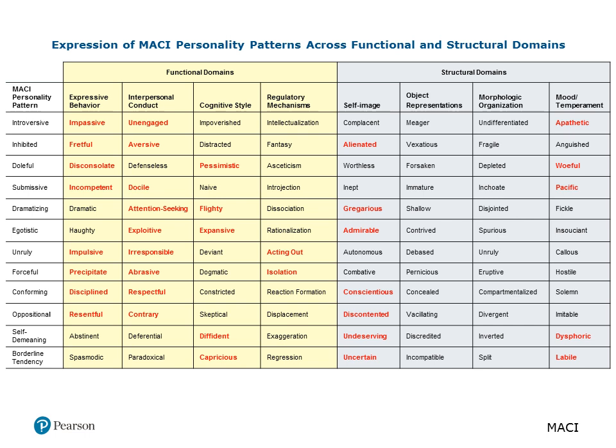Now, if we think about the 12 personality patterns and the 4 functional domains and 4 structural domains, you can create a matrix that would actually help you to present the clinical features of each of these personality patterns. And so, for example, if you're thinking about the doleful personality pattern, the expressive behavior is one of the most salient clinical features of the doleful personality pattern. Specifically, the doleful personality's expressive behavior is described as disconsolate. Cognitive style is another feature that is salient.